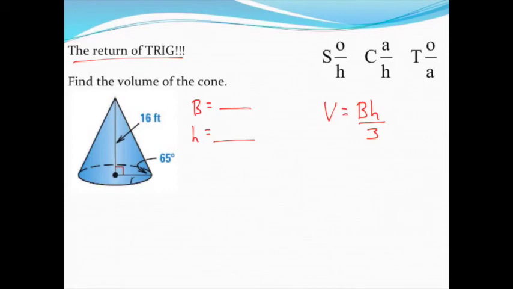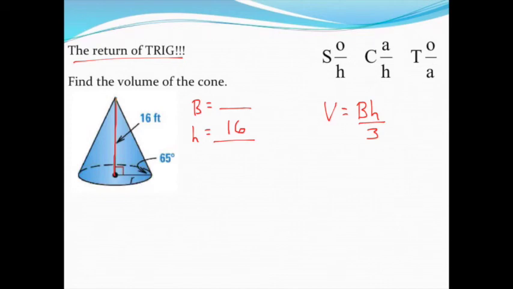The height is the straight up and down distance from the top of the cone to the base. So that height is just 16. That was given to me. But to find B, the area of the base, I need to find the area of the circle, and as you can see, that circle's radius is unknown to me, so that's what I need to find. This is where trigonometry is going to come into play.